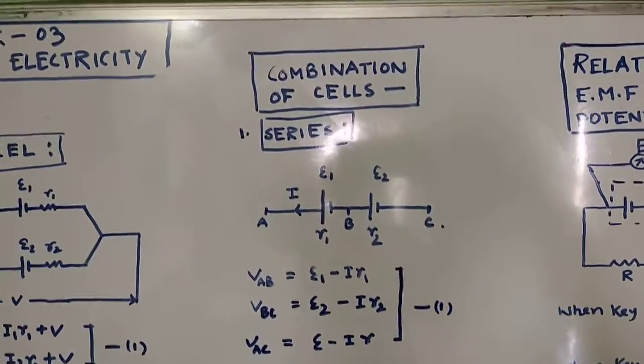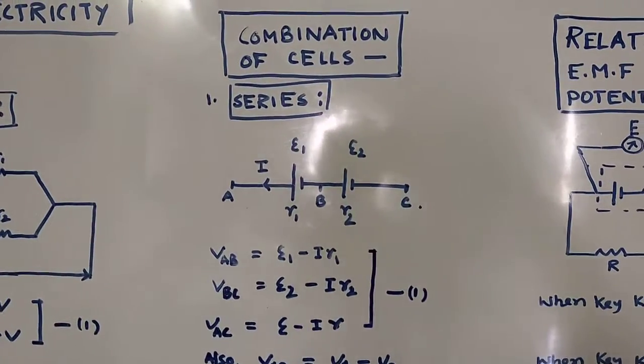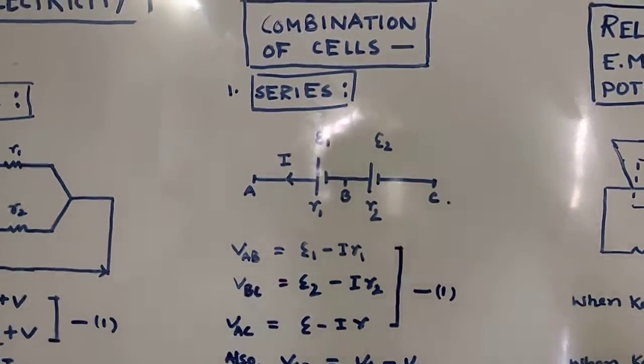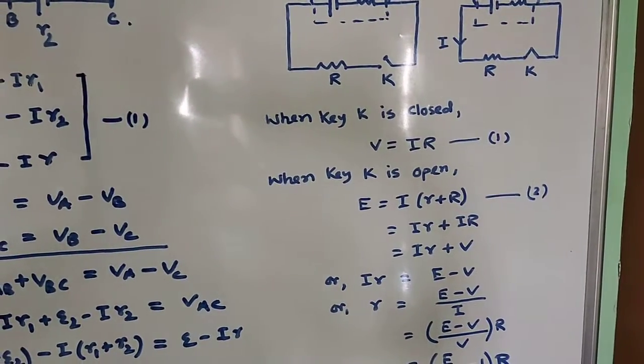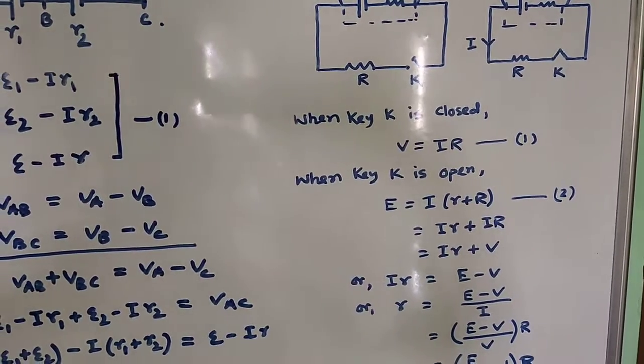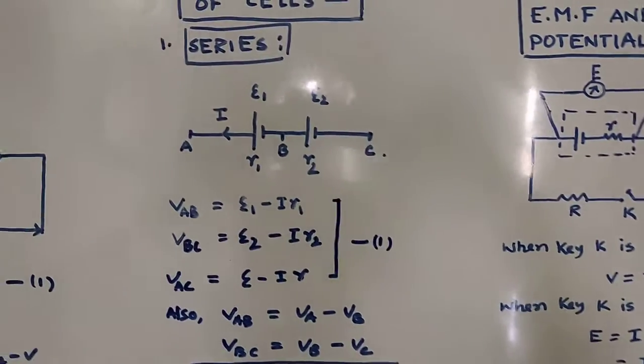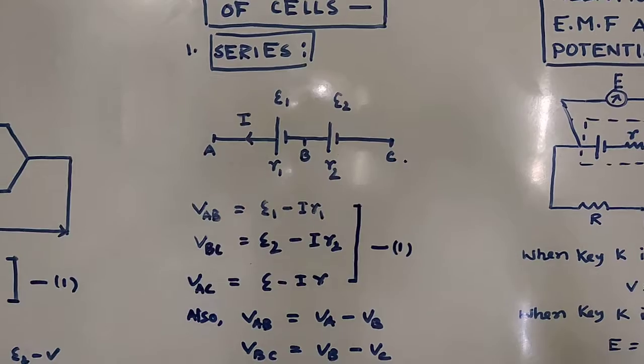Now the next topic we are going to discuss is your combination of cells. So two combinations we are going to discuss. One is your series, another one is your parallel. So for this we are going to use simplified expression number 2, that is V equal to E minus Ir. So here two cells are connected in series.